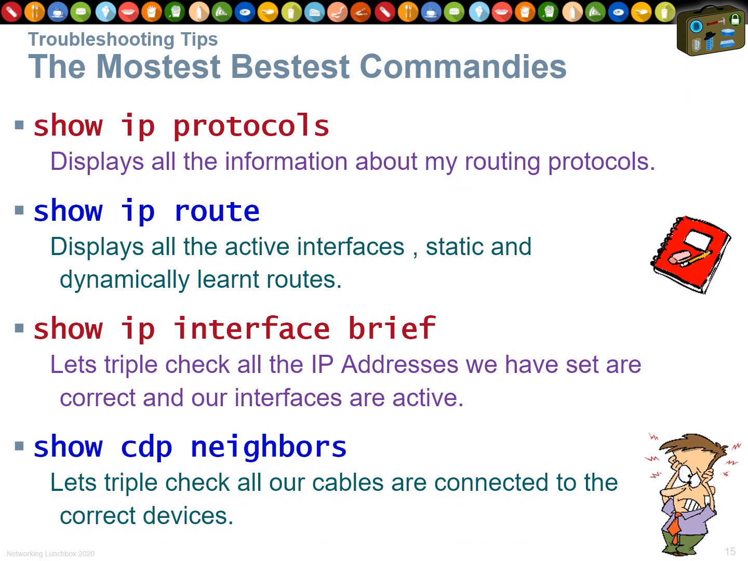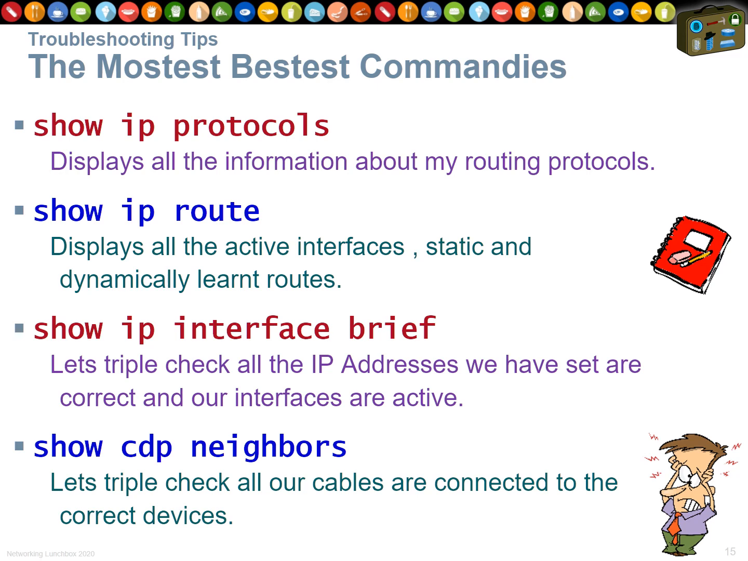Now, the most useful commands that you'll ever need. These 4 commands are going to get you out of jail 99 times out of 100. Show ip protocols. What is your routing protocol doing? What's it advertising? What are its timers? Who can it see? Show ip route. What have you learnt as far as dynamic and static routing? Show ip interface brief. Let's just make sure our interfaces are up. Let's make sure they've got the right IP addresses given to them.